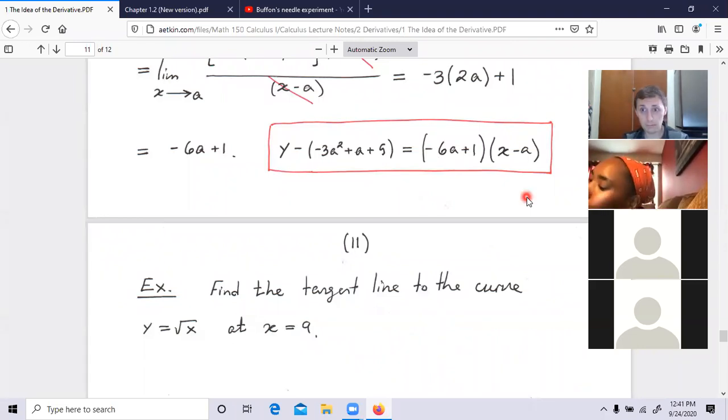Professor, am I stuck? I don't know. So, good question. What are we supposed to do after you break up the square root of x minus the square root of 9? You're supposed to break it up, but what are you supposed to do to the denominator?